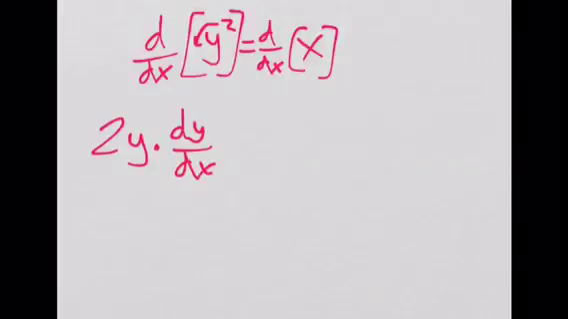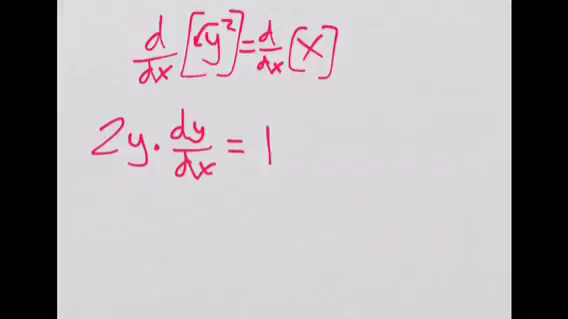So think about what I did real quick. y squared went to 2y, just like an x squared would go to 2x. The only difference is I'm now multiplying by the derivative of y with respect to x. So on the left, I get that 2y times dy/dx. And then on the right, we know the derivative of x with respect to x is just 1.